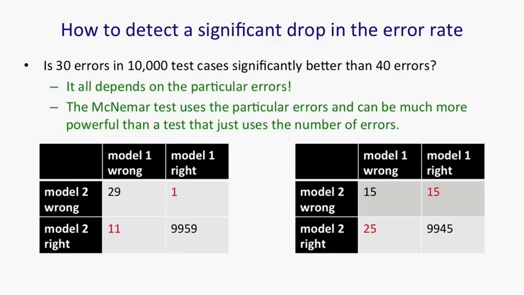By contrast, if you look at this table, again, Model 1 is making 40 errors, and Model 2 is making 30 errors, but now Model 1 is winning 15 times when Model 2 loses, and Model 2 is winning 25 times when Model 1 loses. That difference is not very significant, so we wouldn't be confident that Model 2 is better than Model 1.